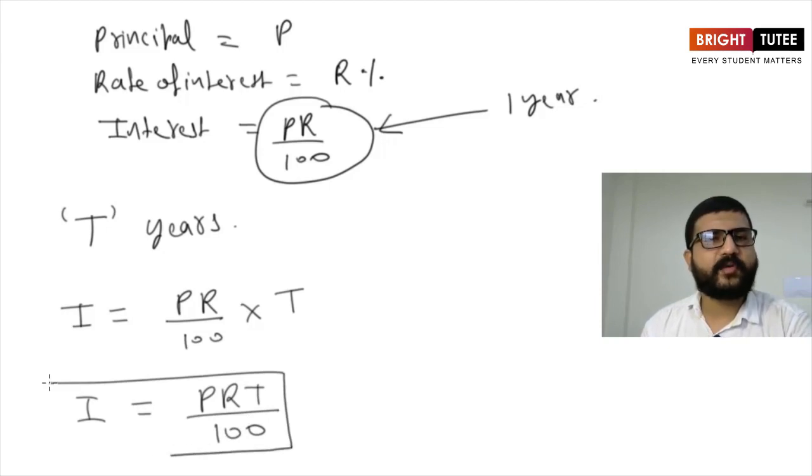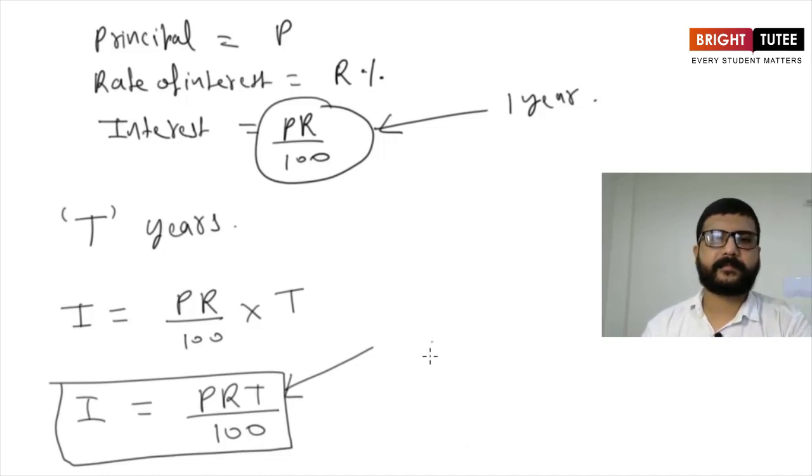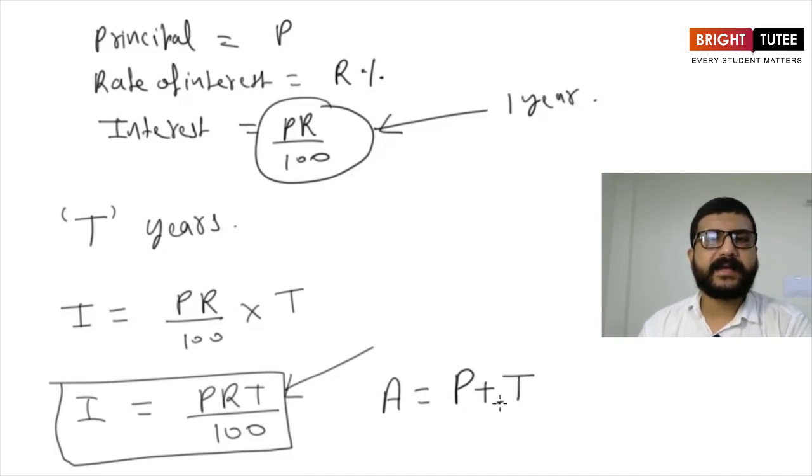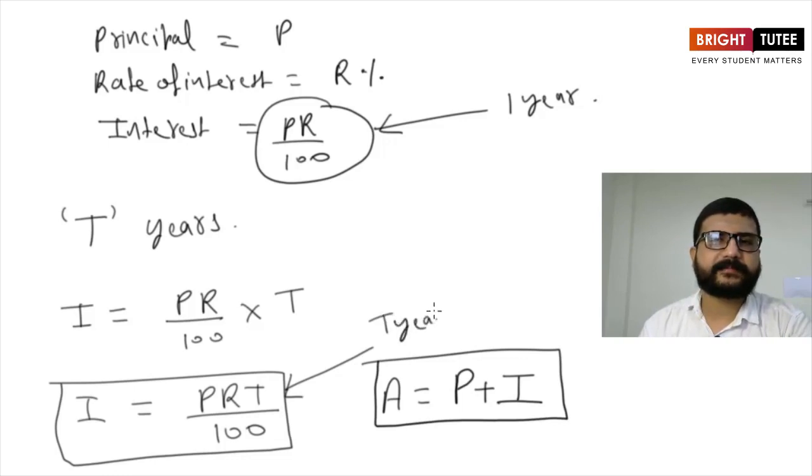That is, this is the formula for finding interest. If amount P is borrowed at the rate of interest R for T years, then the interest to be paid will be PRT upon 100. And what will be the amount to be paid after T years? Amount, which is represented with A, will be equal to the sum of money which we have borrowed, that is P, plus the charge applied on it, that is the interest or the simple interest. So amount will be P plus I. Now this is for T years.